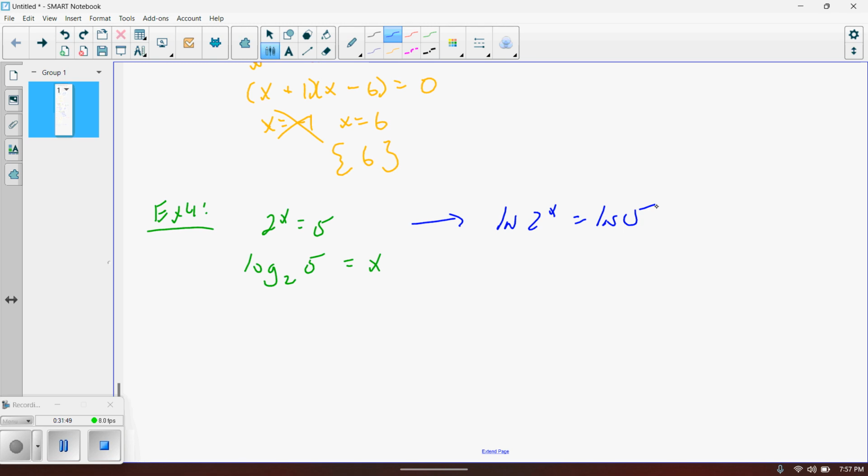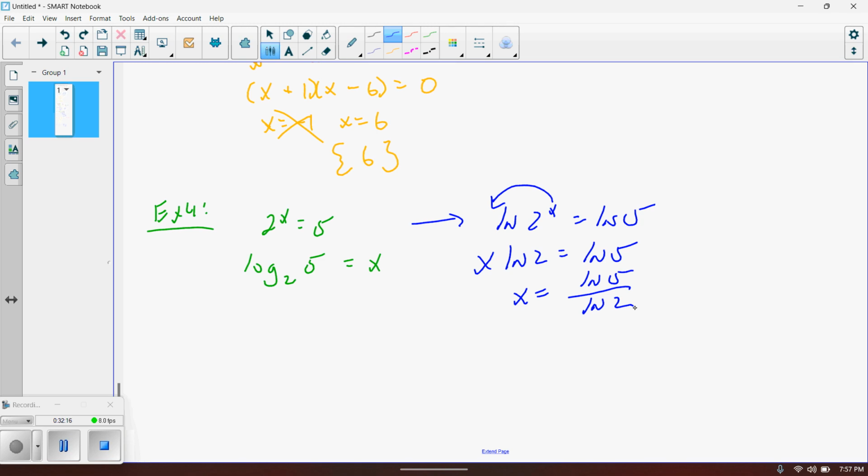Remember that if you had a coefficient, you could bring it up to be the exponent. Well, we can do just the opposite. We can bring that exponent out to the front. So we could say that this is the x times the natural log of 2, which equals the natural log of 5. And then to solve for x, you would divide both sides by the natural log of 2. So you'd get the natural log of 5 divided by the natural log of 2.